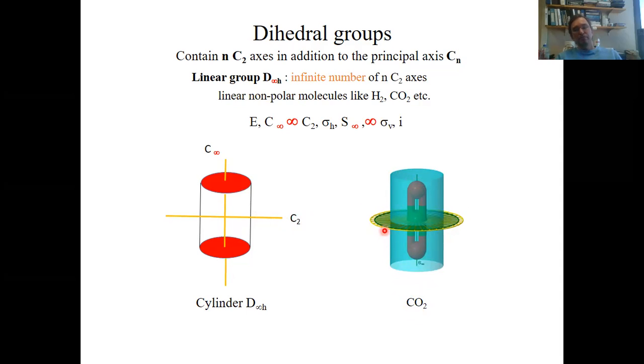So now that also tells you what are the molecules that adopt this D infinite h symmetry. So these are linear molecules that are non-polar. For instance, dihydrogen, carbon dioxide, etc. Note that this is distinct from the point group C infinite v, where we also have linear molecules, but these are all polar. For instance, CO or HF, molecules of this kind.